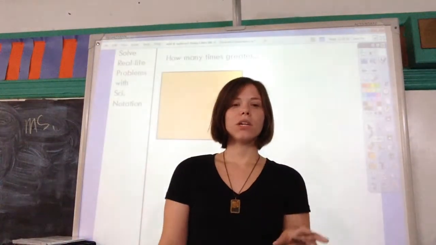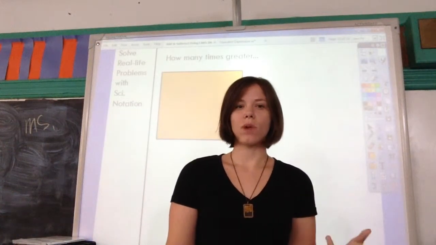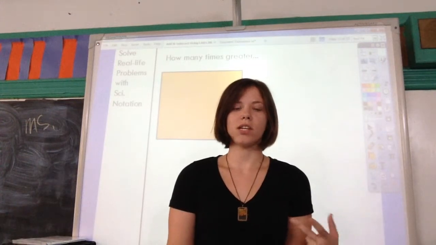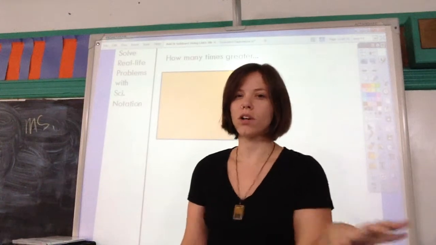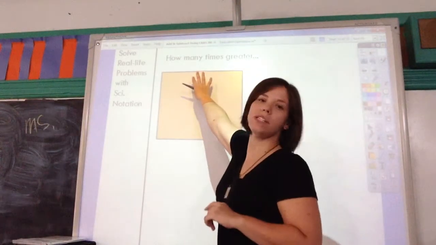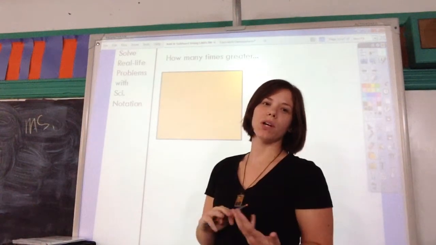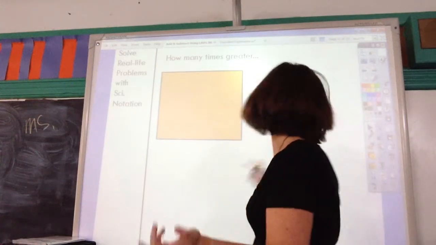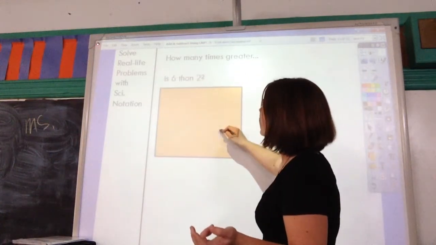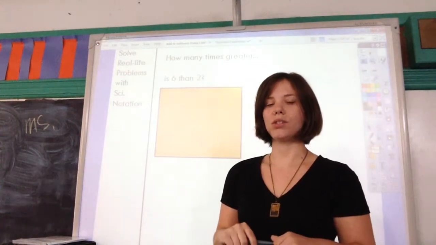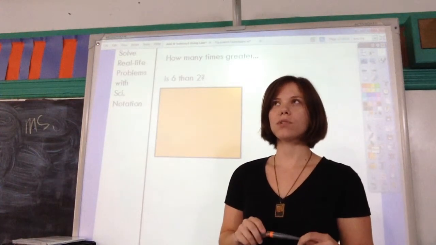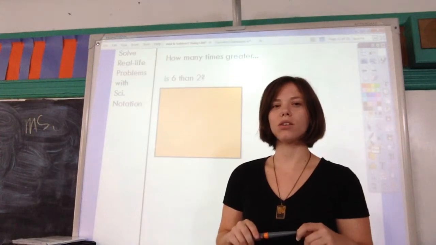Hey guys, today we're going to keep practicing solving word problems that use scientific notation, except there's going to be one little trick to it. Something that we need to cover is how you figure out how many times greater one number is than another. For example, if I said, how many times greater is 6 than 2?